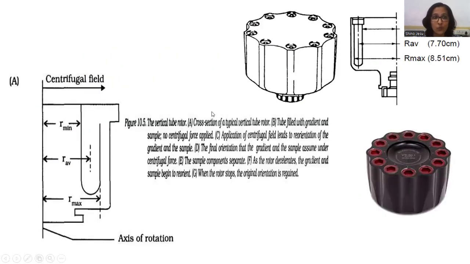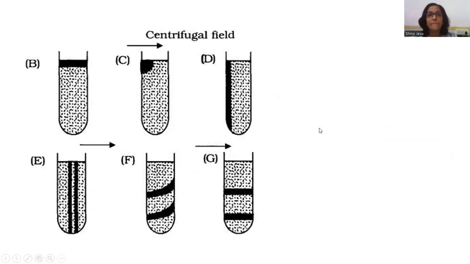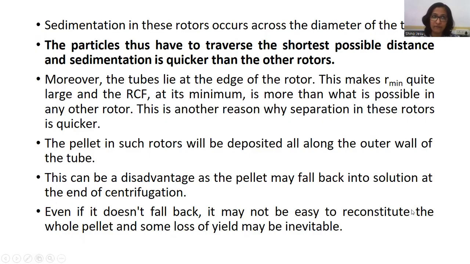So that is what is shown over here: the axis of rotation, the centrifugal field, and the picture of the vertical tube rotor. Here we can see in figure B when the centrifugal force is applied, then when the centrifugation happens, and finally how the separation is happening.